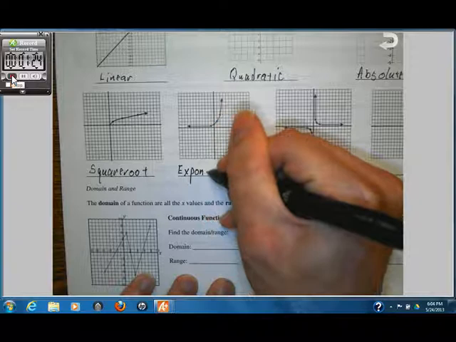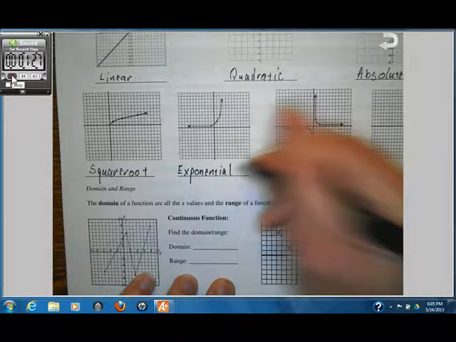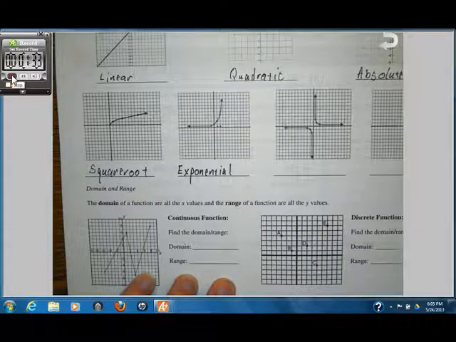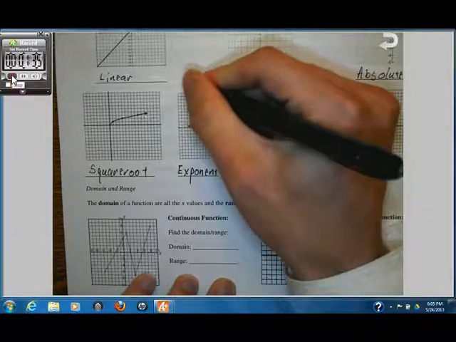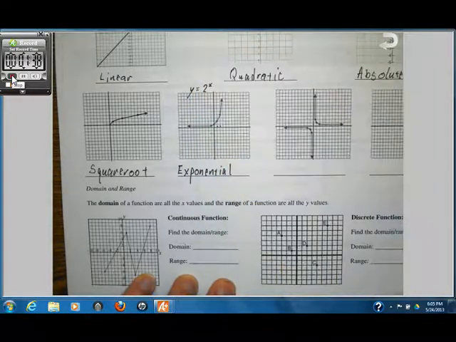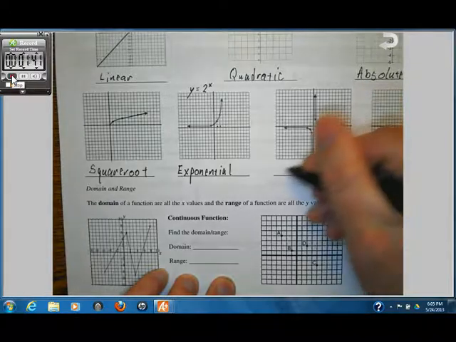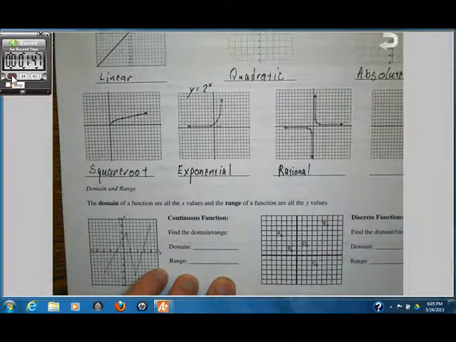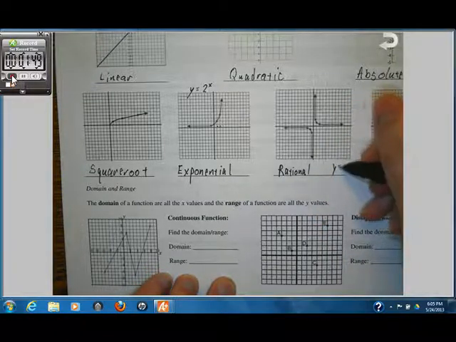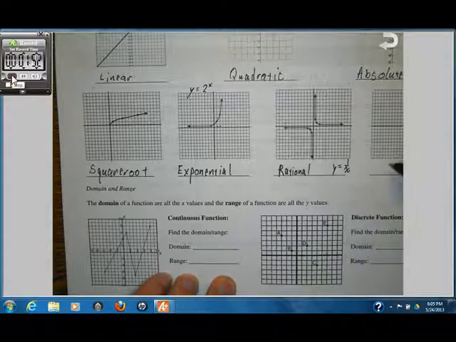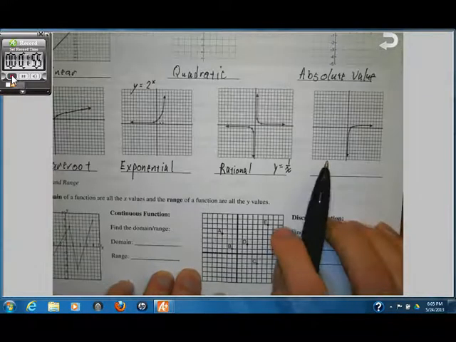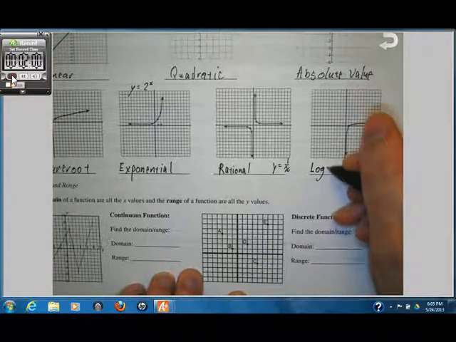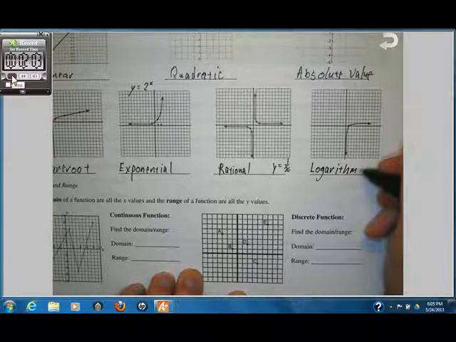In this case, you know it's an exponential because here we went from 1 to 2, we went from 2 to 4, and if we keep going, it'll go from 4 to 8, and so on. This is actually y is equal to 2 to the power of x. This one is a rational function, specifically that y is equal to 1 over x. And this here is the inverse of an exponential, which is a logarithmic. So that's it for that part.